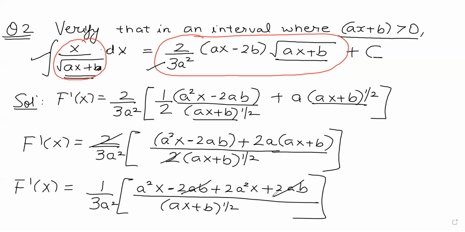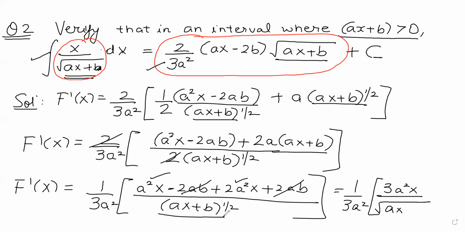Minus 2ab plus 2ab cancel out. We get 1 upon 3a square times 2a square x plus a square x makes it 3a square x upon (ax plus b) to the power half, which I can write as square root of ax plus b. 3a square cancel out. So this comes out as x upon square root of ax plus b, which is nothing but small f of x. So I think now our solution is absolutely clear.